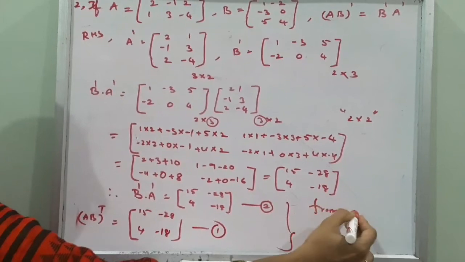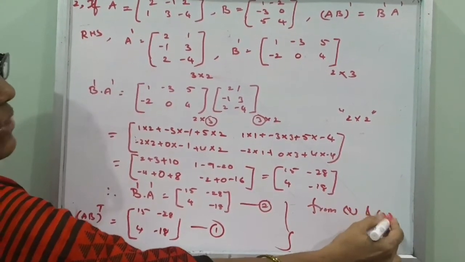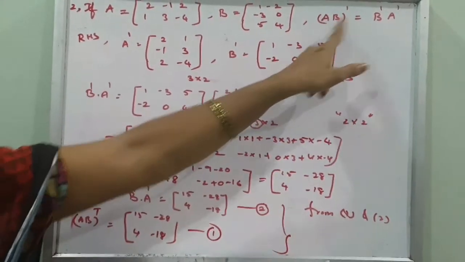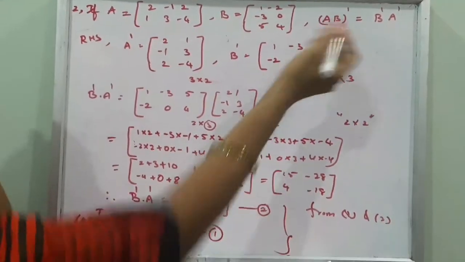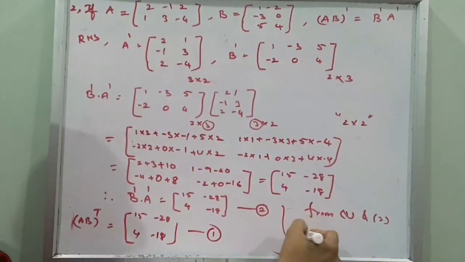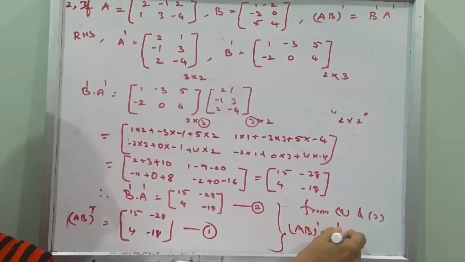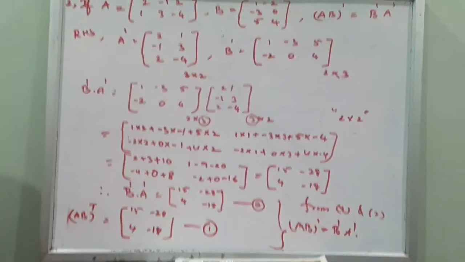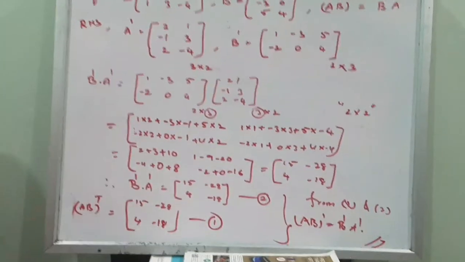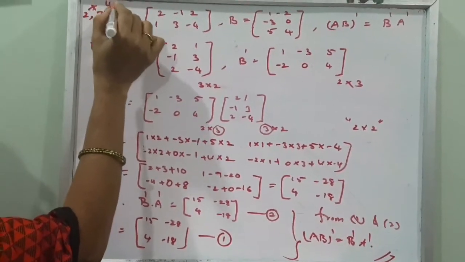Now from equation 1 and 2, AB whole dash is equal to B dash into A dash. LHS is equal to RHS. Therefore, AB whole dash is equal to B dash into A dash. Hence proved. Important for 4 marks.